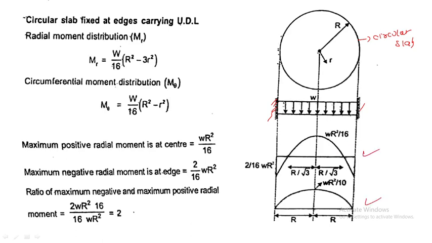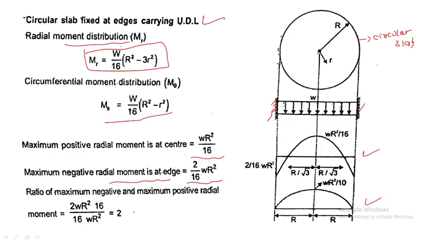Now, circular slab fixed at the edges under UDL. Radial moment distribution: M_r is equal to W by 16 (R square minus 3r square). Circumferential moment M theta is W by 16 (R square minus r square). Maximum positive radial moment at the center is WR square by 16. Maximum negative radial moment is at the edge, 2WR square by 16.